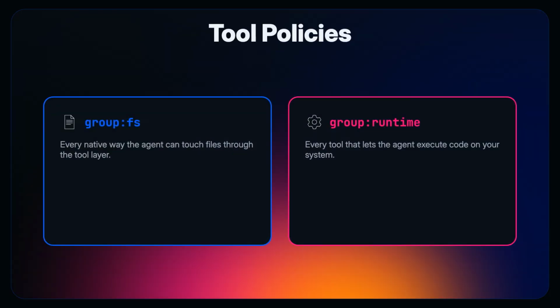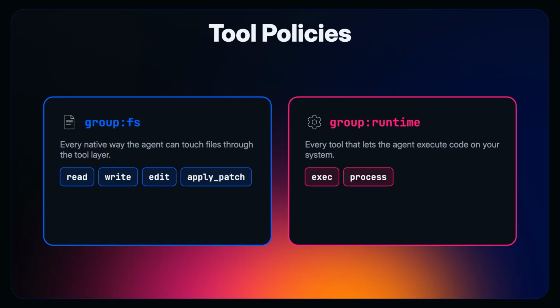The first tool policy is file system group, which includes several tools, including read, write, edit, and apply patch tool. Together, these tools are every native way the agent can touch files through OpenClaw's tool layer. And then the second tool policy that we'll cover is the runtime group. The runtime group is every tool that lets the agent execute code on your system, which would include exec and process. So you can allow or deny OpenClaw access to tools in these groups.